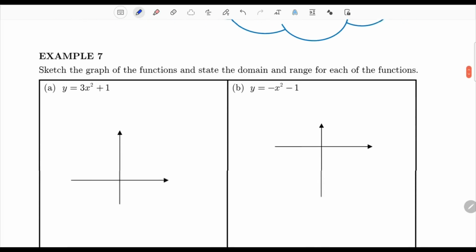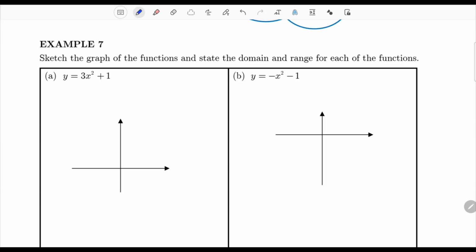Alright, so let's look at example 7. Look at this equation. 3x squared, so that is a positive curve, the expected smile. Here negative, so a sad curve, something like that. So just prepare it. Plus 1, the graph is shifted upwards by 1 unit.